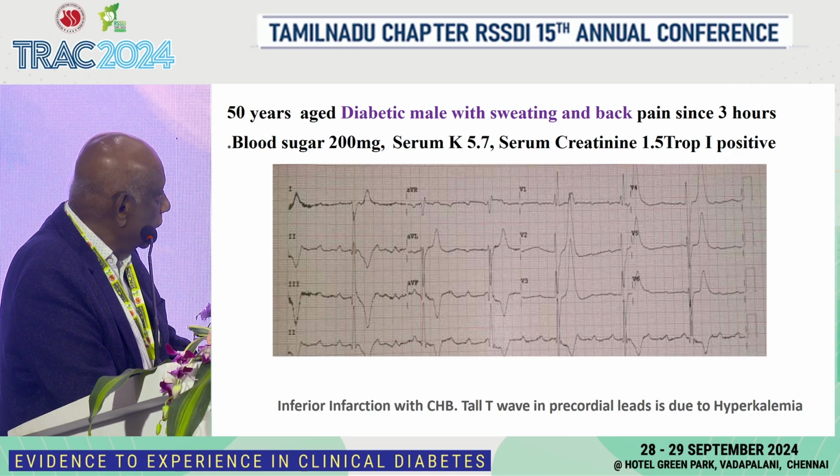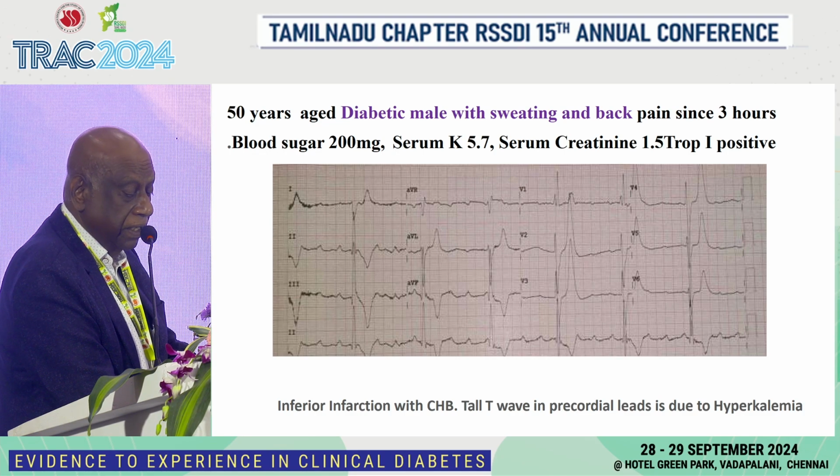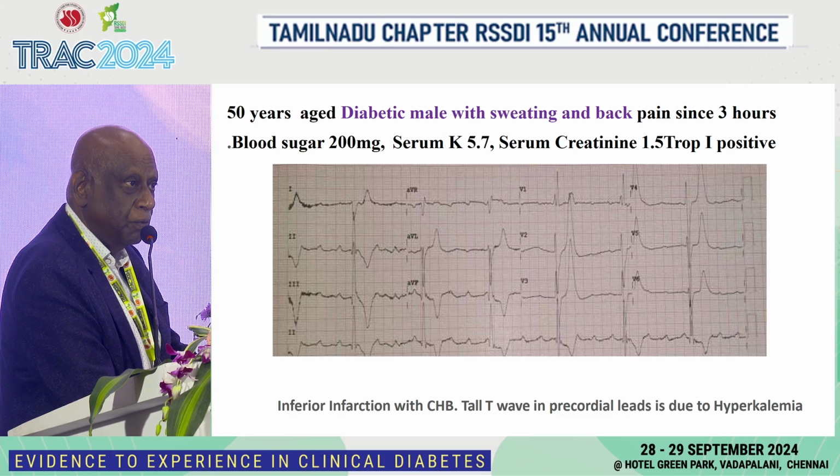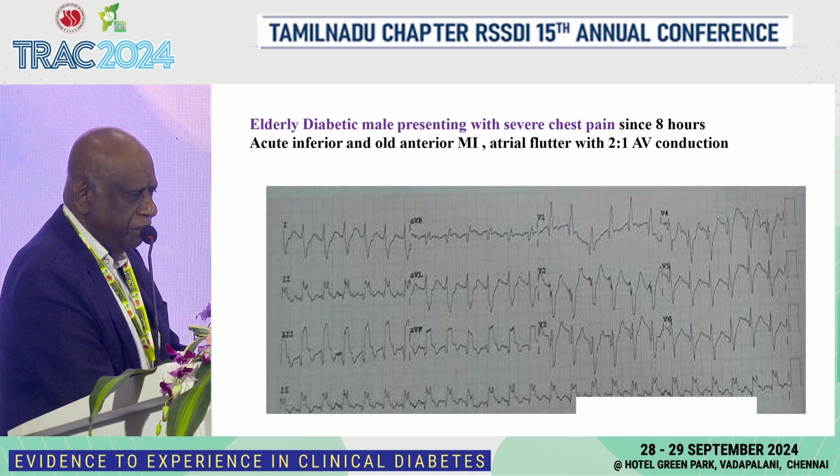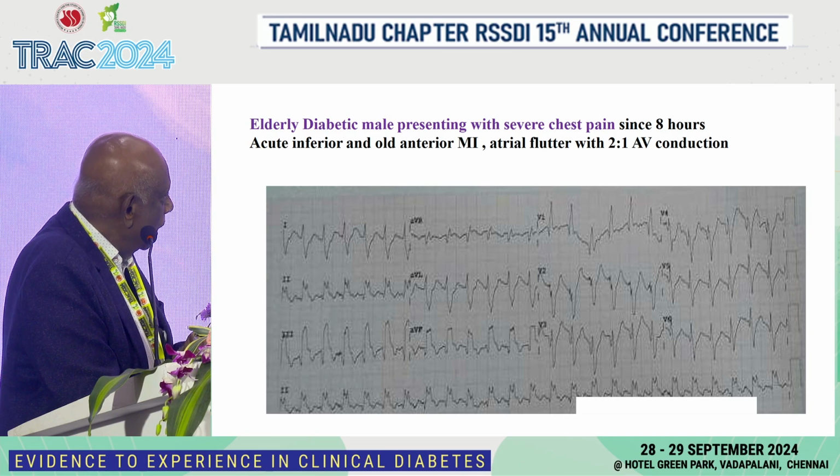In addition to that, if you see carefully, there is a complete heart block. The PR interval is gone. There are extra P waves here that always speak for complete heart block. It is an inferior wall infarction, more common for a heart block, and there is hyperkalemia also.